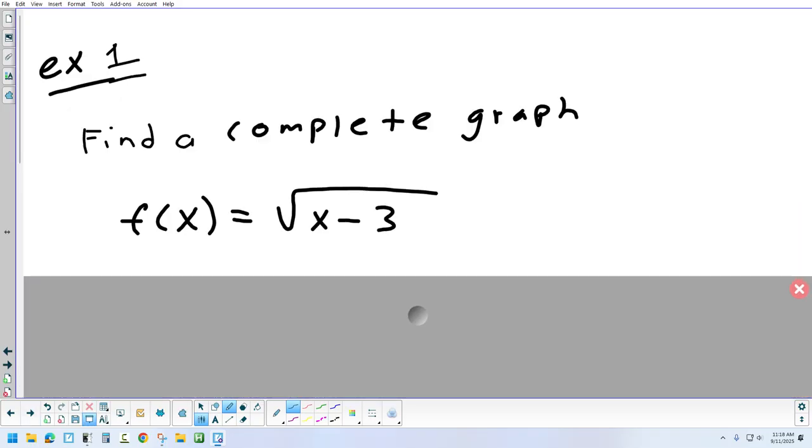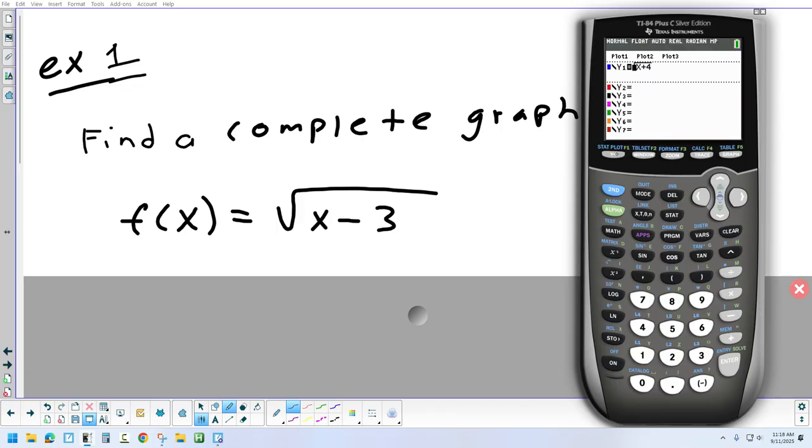All right, so now let's try to find a complete graph of that. What does that mean I need to write down when they ask me to find a complete graph? The window. I'm not sketching the graph, I'm writing the window. Okay.